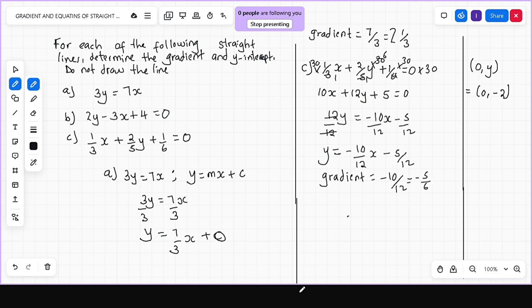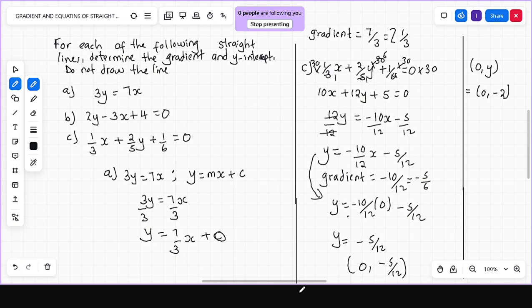That is the gradient. Now for the y-intercept, we substitute x with 0. So y equals minus 10 over 12x, but now x here is 0. So we substitute this x with 0, 0 minus 5 over 12. So the y-intercept is negative 5 over 12, and the coordinate becomes 0, comma, negative 5 over 12.